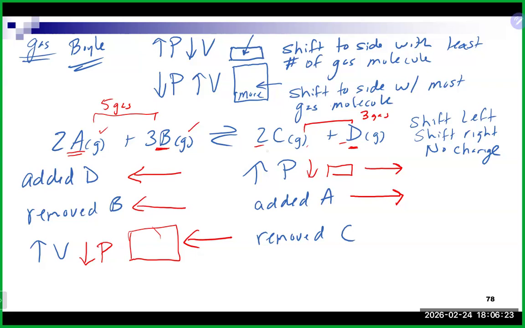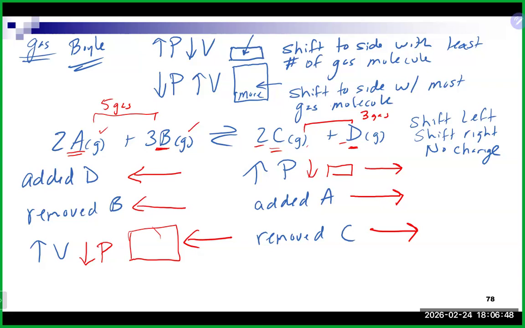Lastly, removing C, going to create a hole over there on the right-hand side. I did 3 lefts and 3 rights by just guessing there. That actually worked out. We're going to shift to the right-hand side. Same idea. When we remove our products in this case, we then would have more reactants kicking off the forward direction. Any questions on that there?